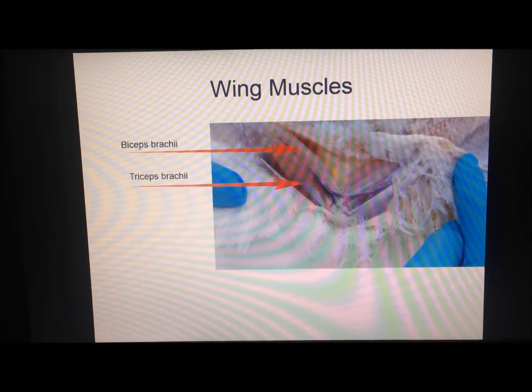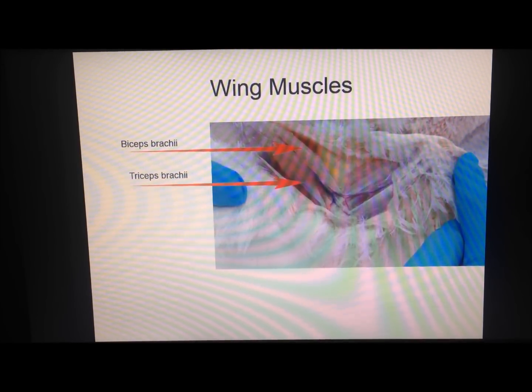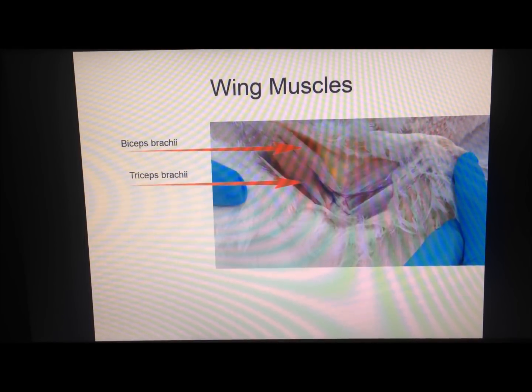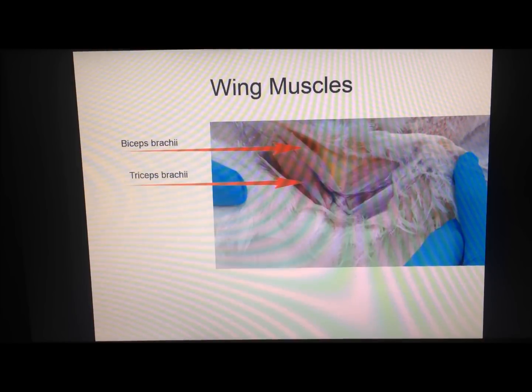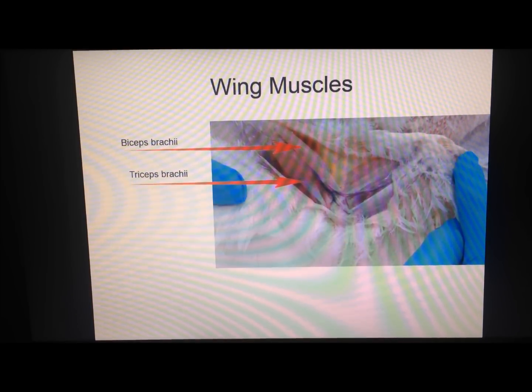Starting with the wing muscles, we have the biceps brachii, which is the flexor of the wing running ventral to the humerus. And next we have the triceps brachii, which flexes the shoulder and extends the forearm.